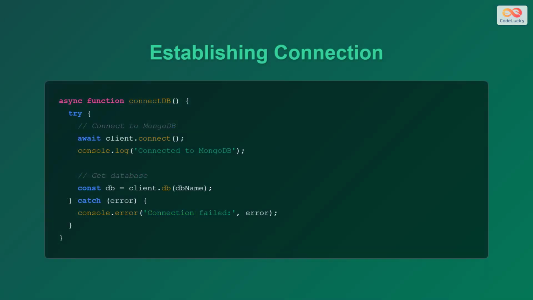Now it's time to establish the connection to the database. We define an asynchronous function called connectDB. Inside the function, we use a try-catch block to handle the connection process. Inside the try block, we use await client.connect to connect to MongoDB. If the connection is successful, a message is logged to the console saying, "Connected to MongoDB." To access the database, we get a database object using client.db, passing in the database name.